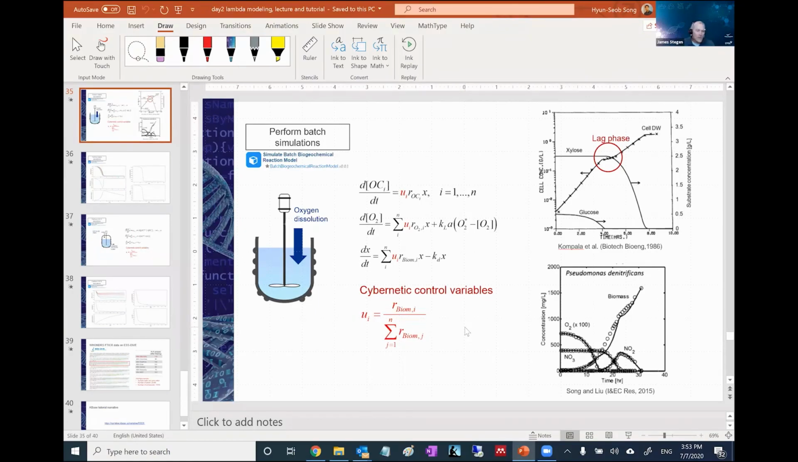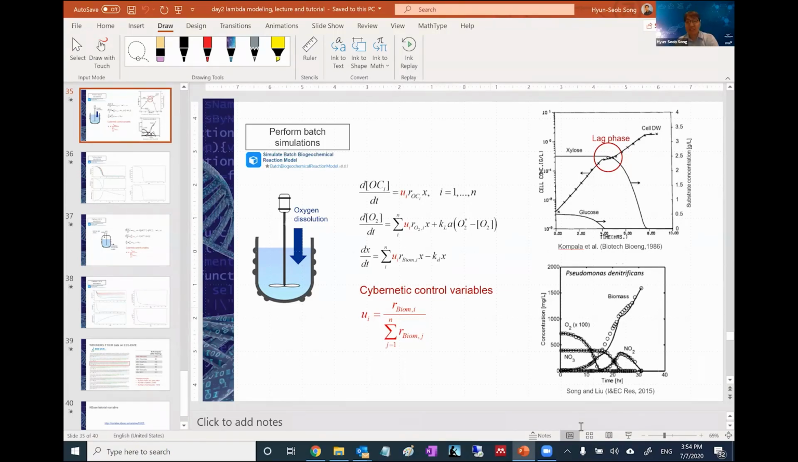Let's see. So we still have a couple more minutes. There are some questions associated with your previous talk. I'll get to them now. So one of them is, how does one deal with inhibitory effects of some compounds on microbial metabolism, such as the presence of oxygen on obligate anaerobes or other toxins?